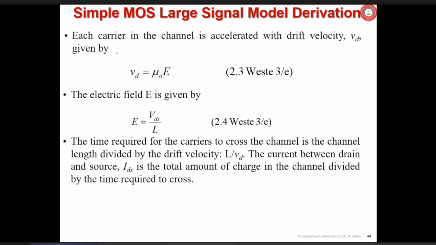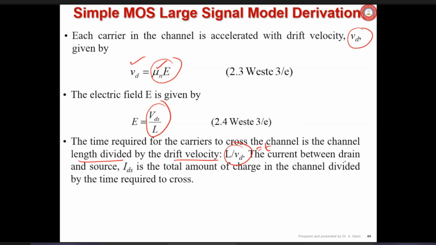We know that each carrier in the channel is accelerated with the drift velocity VD, and VD is proportional to the electric field. Drift velocity of electron, it may be hole also. So VD is proportional to the electric field, and the proportionality constant is mu n, and the electric field is given by VDS by L, the lateral electric field. The time required for the carriers to cross the channel is the channel length divided by the drift velocity. Length by speed is what? Time or not?